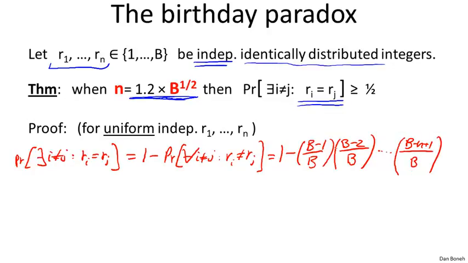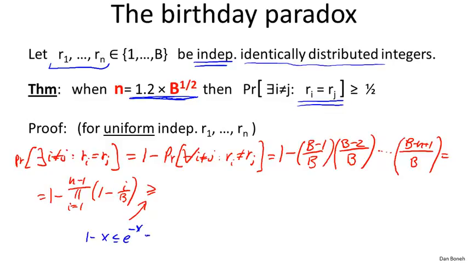Now you notice the reason I was able to multiply all these probabilities is exactly because the ri's are all independent of one another. So it's crucial for this step that the ri's are independent. Let me rewrite this expression a little bit. Let me write it as 1 minus the product of i goes from 1 to n minus 1 of 1 minus i over b. All I did is rewrite this as a big product as opposed to writing the terms individually. Now I'm going to use a standard inequality that says that for any positive x, 1 minus x is less than e to the minus x.